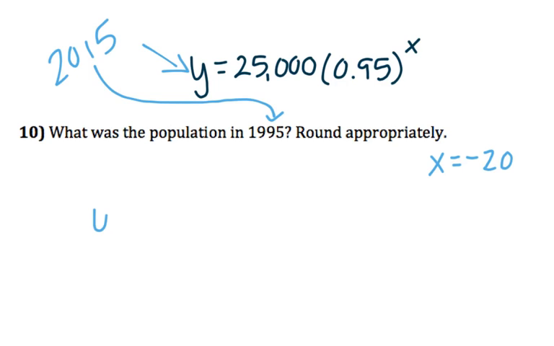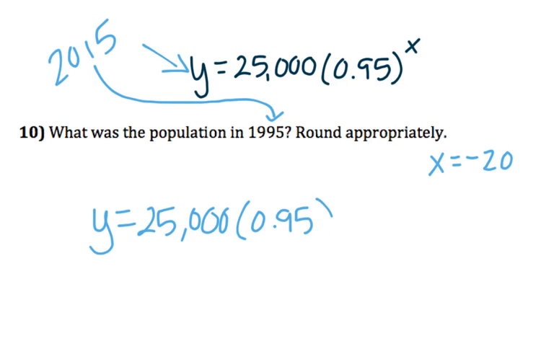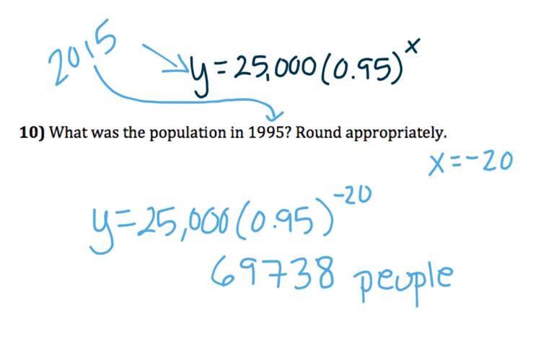So we're going to go ahead and substitute this in. We go y is equal to the 25,000 times 0.95, and we're going to raise it to negative 20th power. When we put this into our calculators and do 25,000 times 0.95, raised to the negative 20th power, we get 69,737.7. Well, we want to round to the nearest whole person, so we're going to round this up to 69,738 people. And that's how many people would be living in Jamesville in 1995.